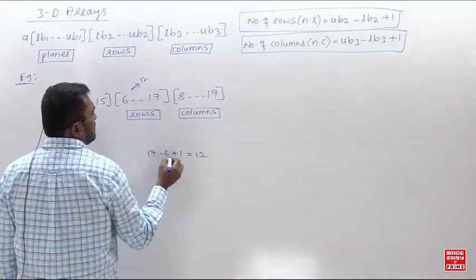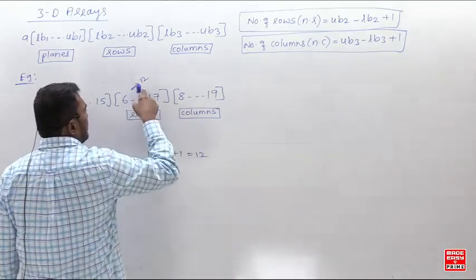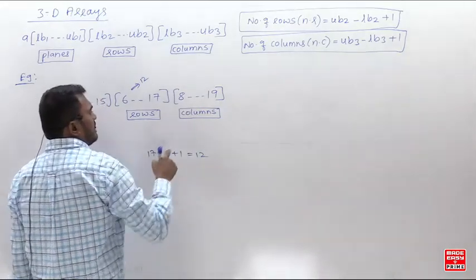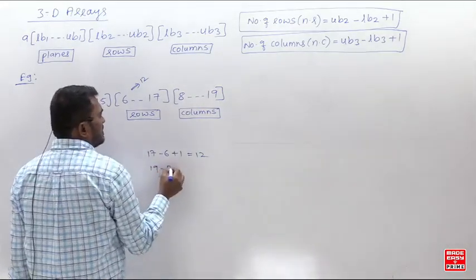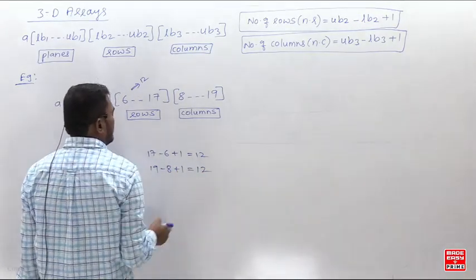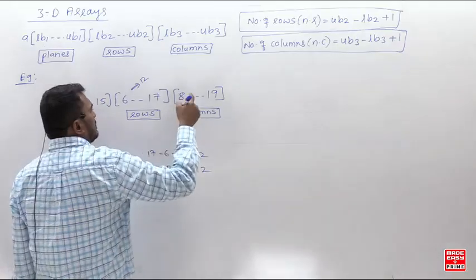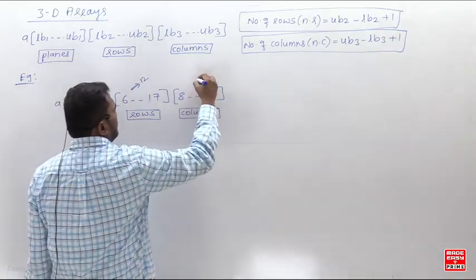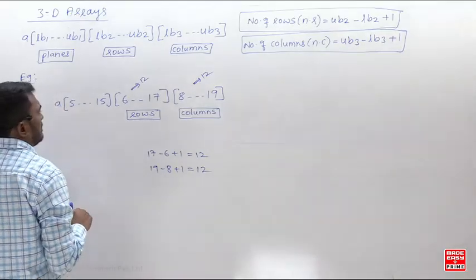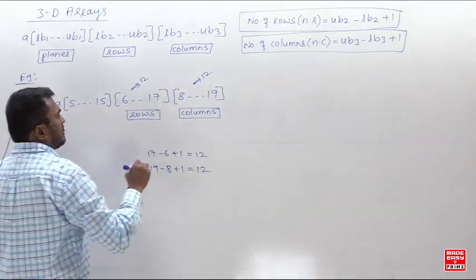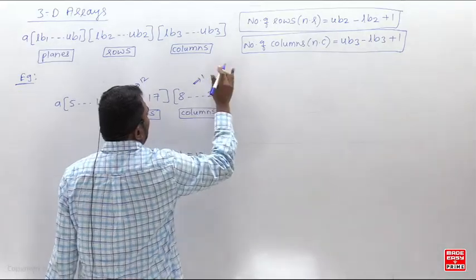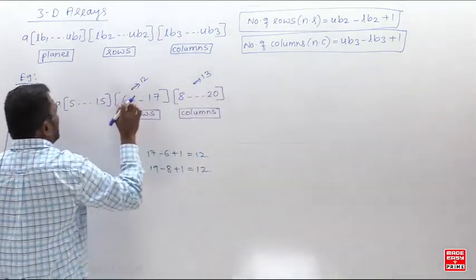And how many columns? Find out this. Okay, 19 minus 8 plus 1. How much is this? 20 minus 8, so that's 12. So this is also 12. Fortunately or unfortunately, the same is coming. So you change it to 20. Change it to 20. So this becomes 13. This is 12.